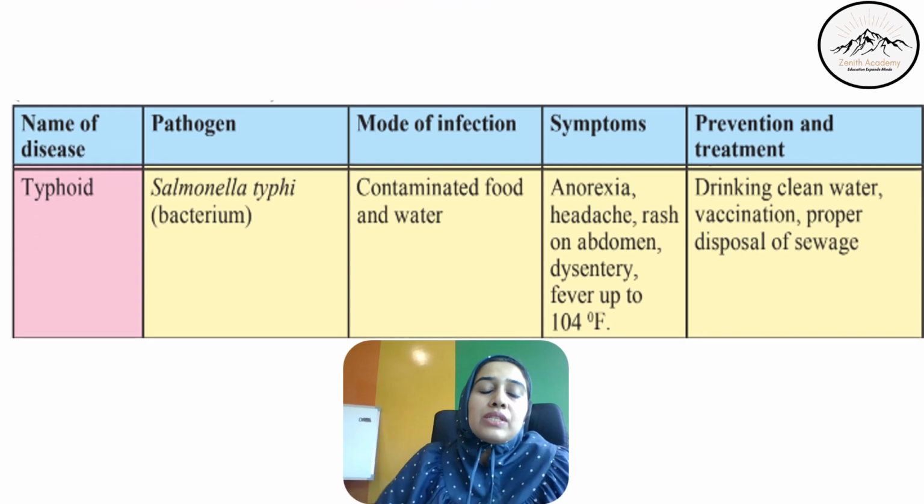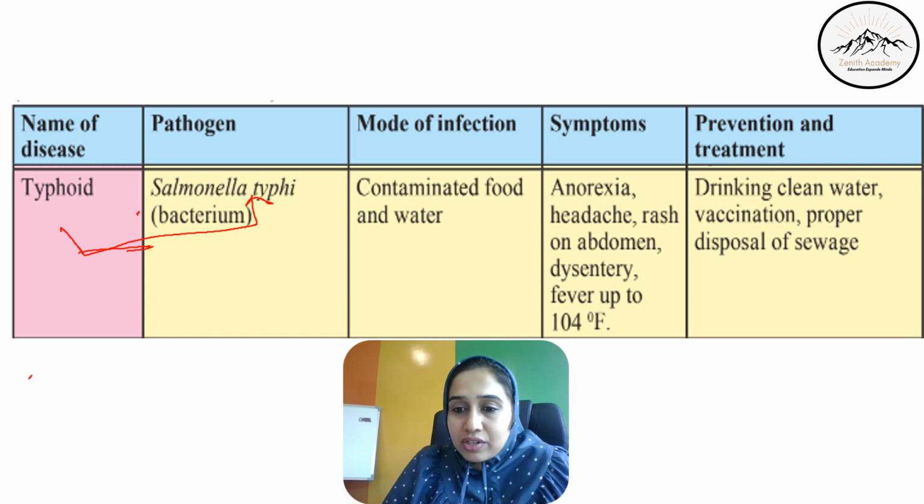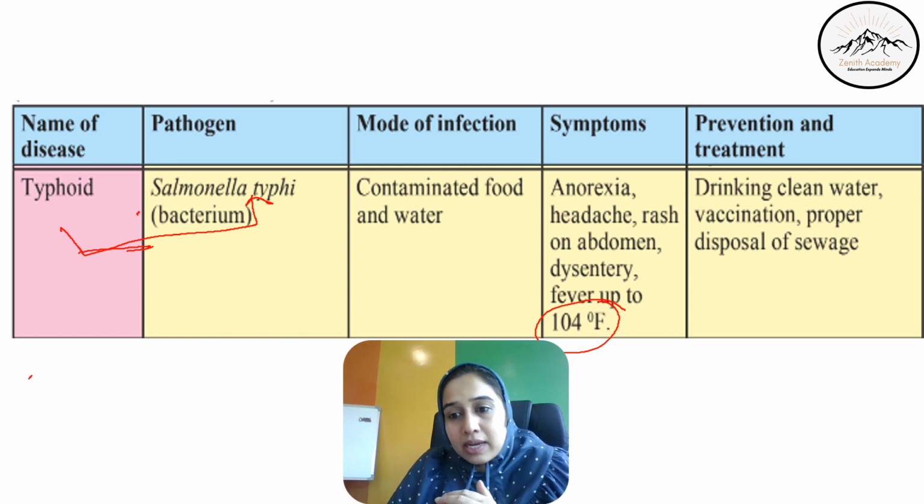Next one is typhoid. Typhoid is caused by Salmonella typhi. It is a bacteria. Here also the name of the disease, typhoid, comes from the name of the bacteria, typhi. Contaminated food and water is again the main source of infection. Symptoms are anorexia again, headache, rash on abdomen, dysentery, and the main thing is fever up to 104 degrees Fahrenheit. It is a very high fever. This degree is above the normal level of fever.